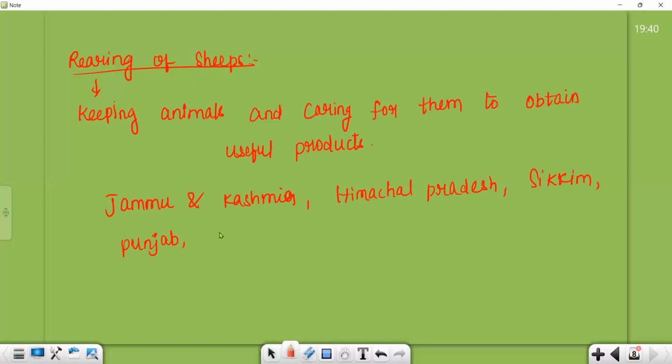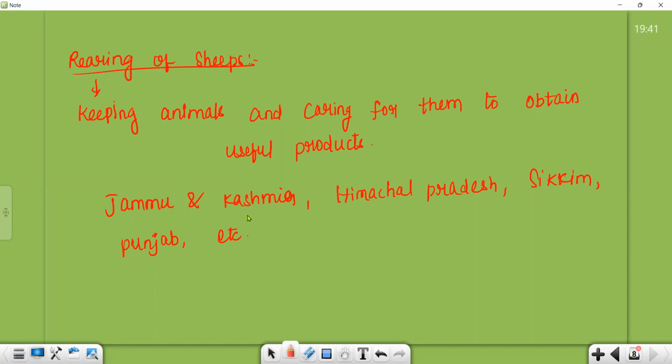So Sikkim, Punjab, etc. These are a few states. So till now we discussed wool, where it is found, which breed gives the finest wool, and where sheep are reared. And now wool production: how wool is removed from the body of the animal and how the process is done.